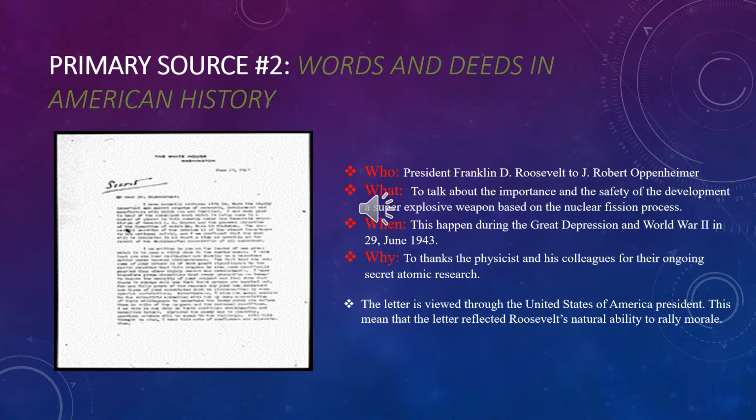The second primary source is the letter of President Franklin to J. Robert. It is a letter that will grab the attention of the children rather quickly due to the information spoken in it. The letter is viewed through the United States of America president. This means that the letter reflected the president's natural ability to show confidence.